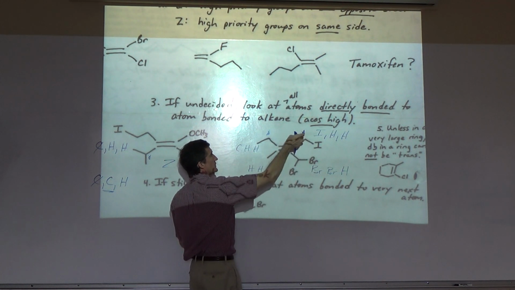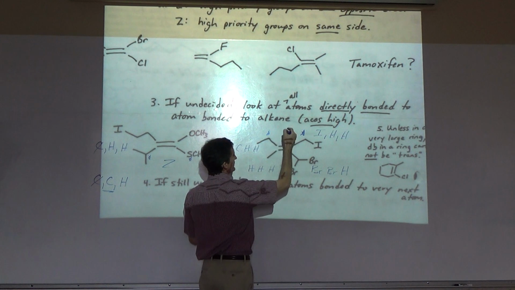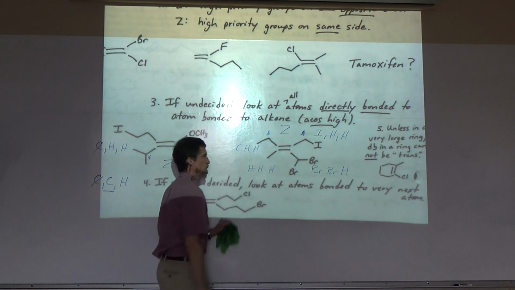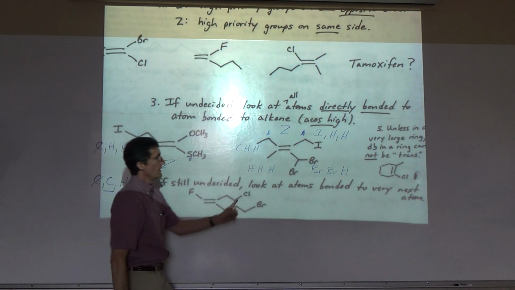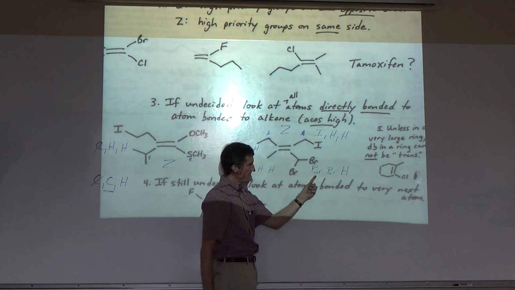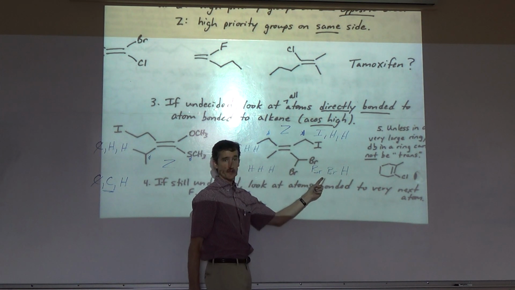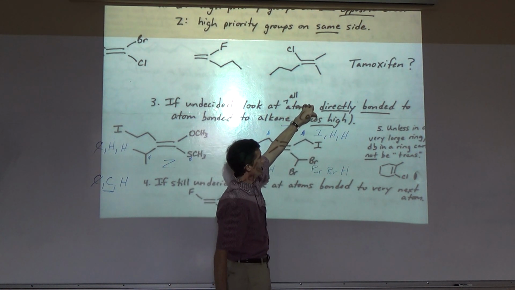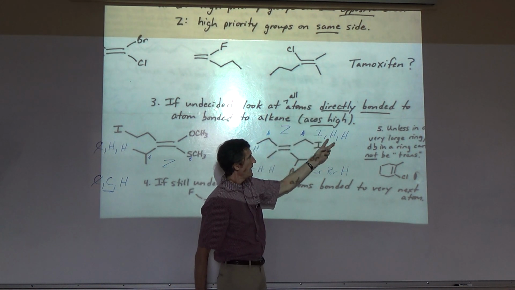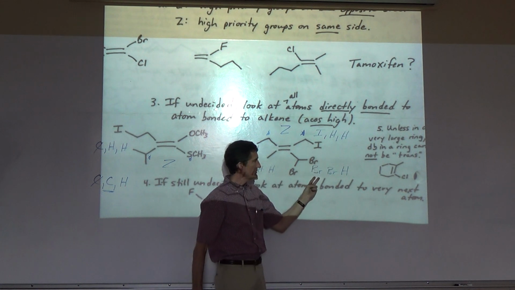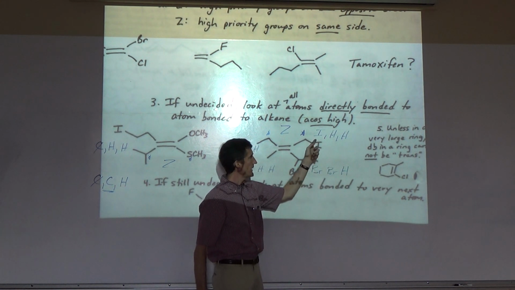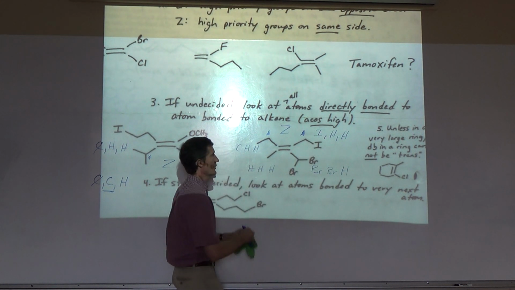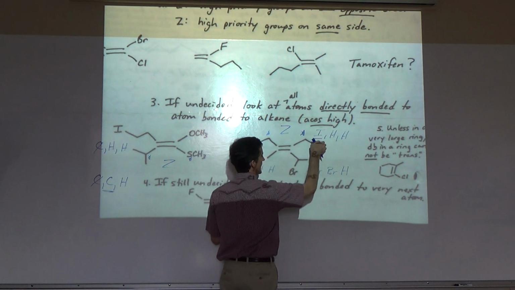Because the high priority groups are all on the same side, this one here is also Z. Don't fall into the trap of saying, hey, this has two big groups on it. No, it's sort of like ace is high. An ace and two deuces beats two kings and a deuce. Okay? So we want to look at the first thing first. That beats this.